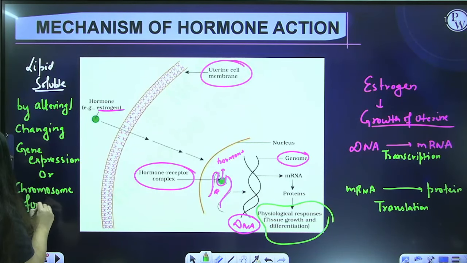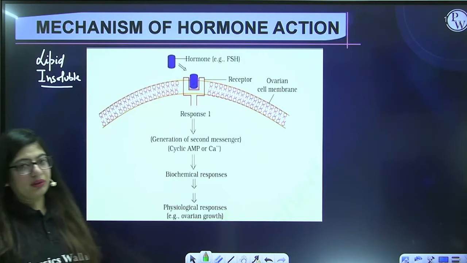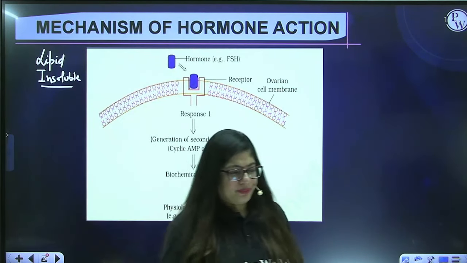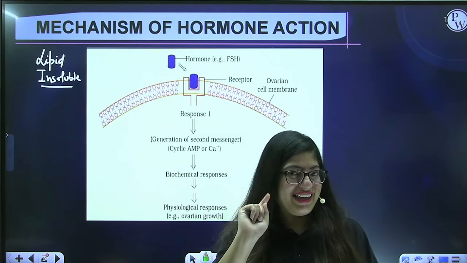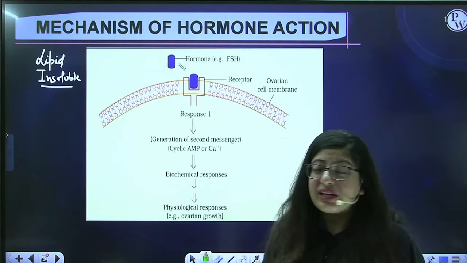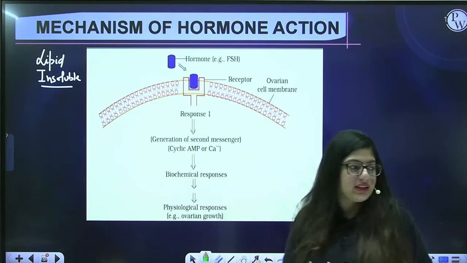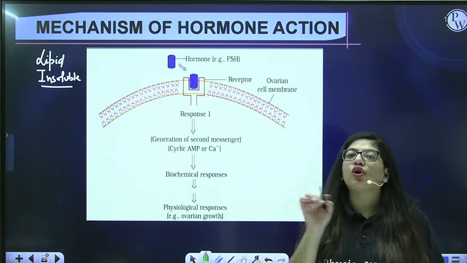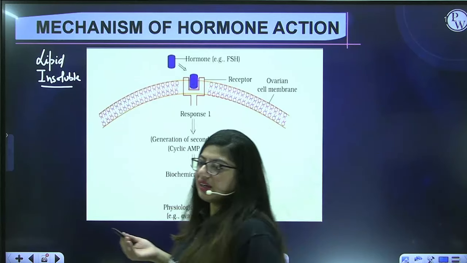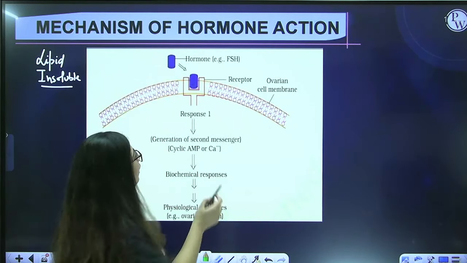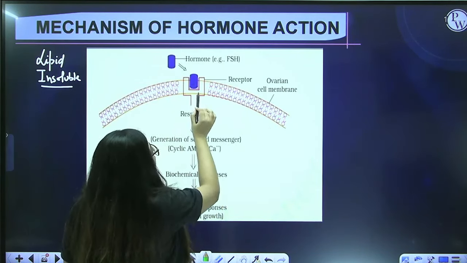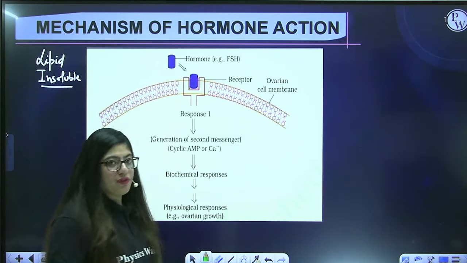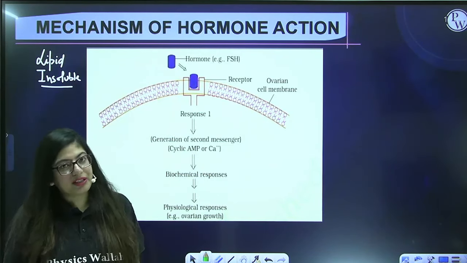All lipid soluble hormones function in this manner. Let's talk about the lipid insoluble ones. Now, lipid insoluble hormones have a problem. They cannot go inside the cell. So what will they do? They will bind to the receptors present on the membrane. And just like the lipid soluble ones, when they bind to the membrane receptors, the hormone receptor complex will be formed.